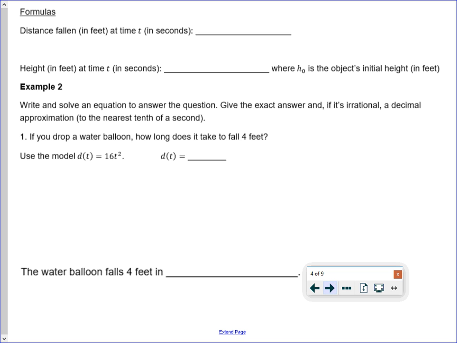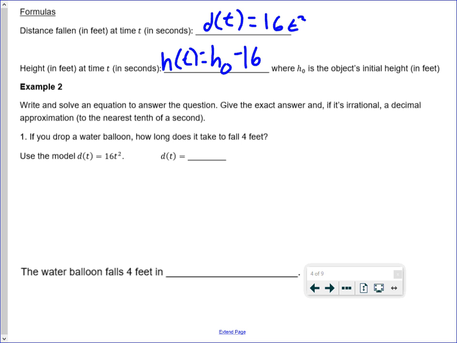All right, so we have a couple of new formulas to learn. The first one is the distance fallen at a time t. That's going to be d of t equals 16t squared. Then we also have the height in feet at time t, or how high something is at a certain time. That's going to be h of t equals h of 0, where h of 0 or h sub 0 is the object's initial height, how high it initially is, minus the 16t squared, right?